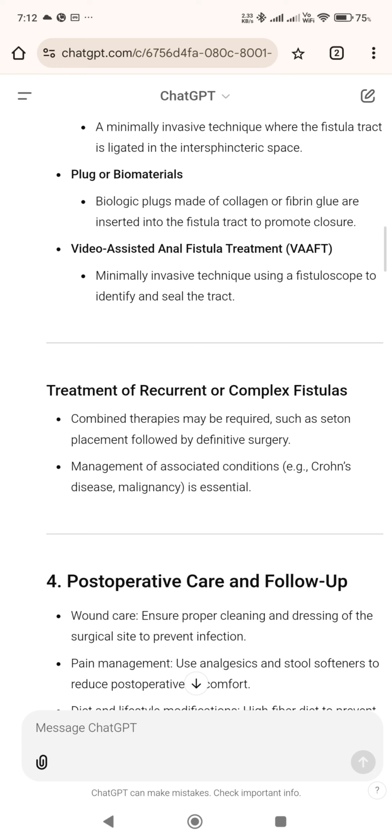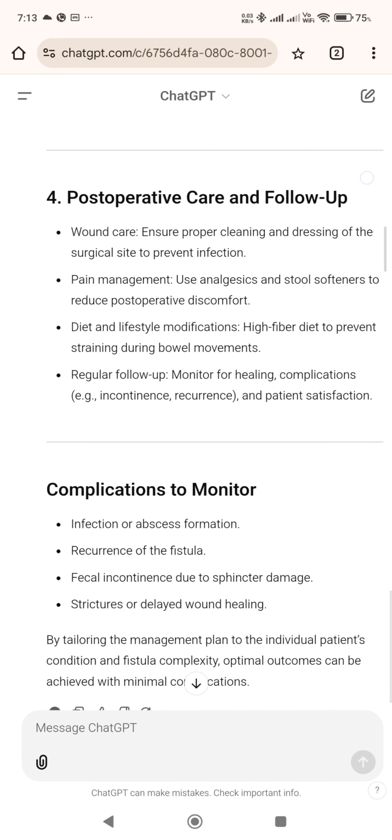Treatment of recurrent or complex fistulas. Combined therapies may be required, such as seton placement followed by definitive surgery. Management of associated conditions, e.g., Crohn's disease, malignancy, is essential. 4. Postoperative care and follow-up.